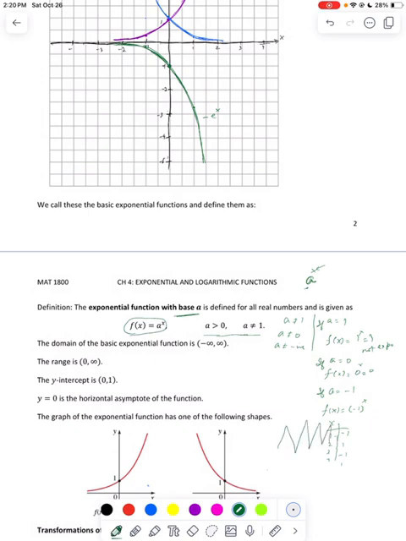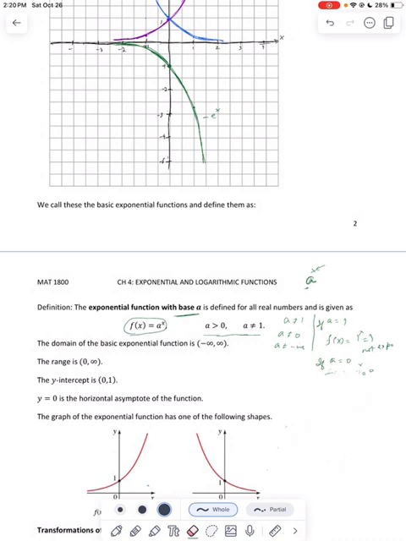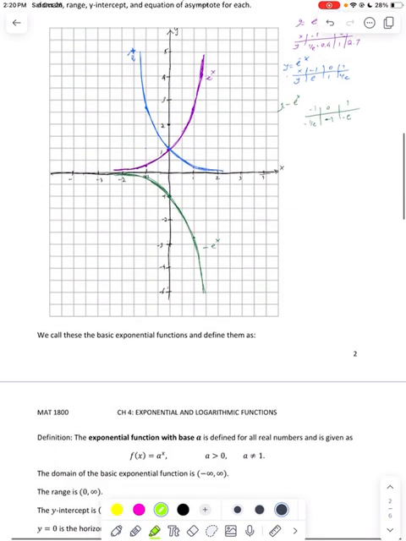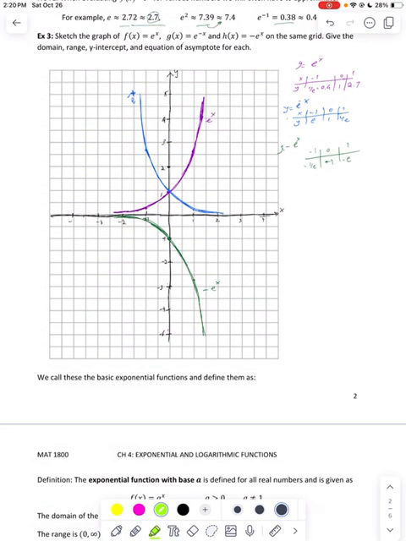Okay? So that's why we cannot have these as our a. So the domain is always going to be all real numbers, and the range is going to be 0 to infinity for the simple a to the x type of graph. But if you have a transformation or a flip, then we could have different ranges. The domain will still be the same.